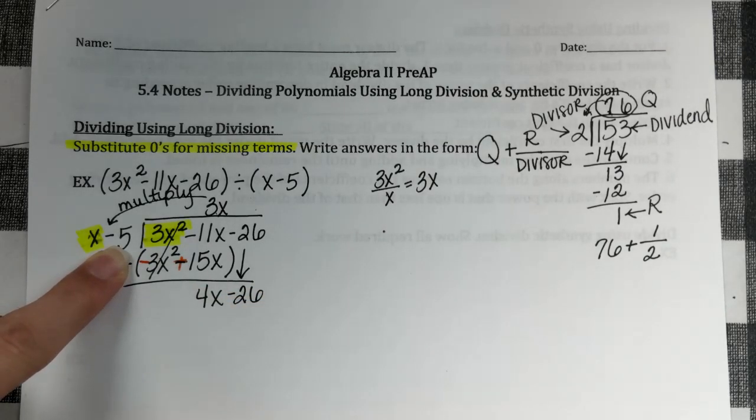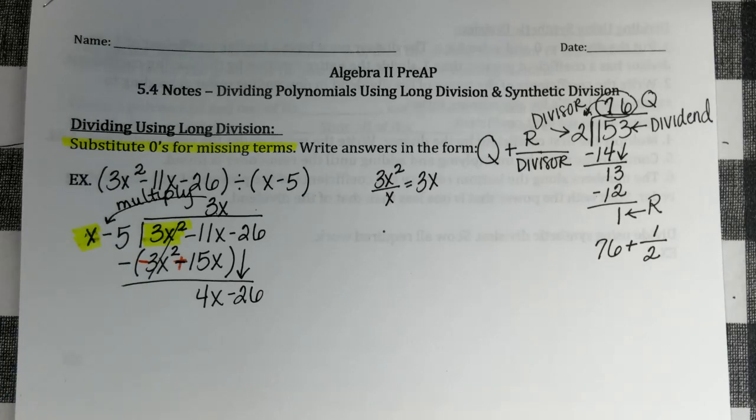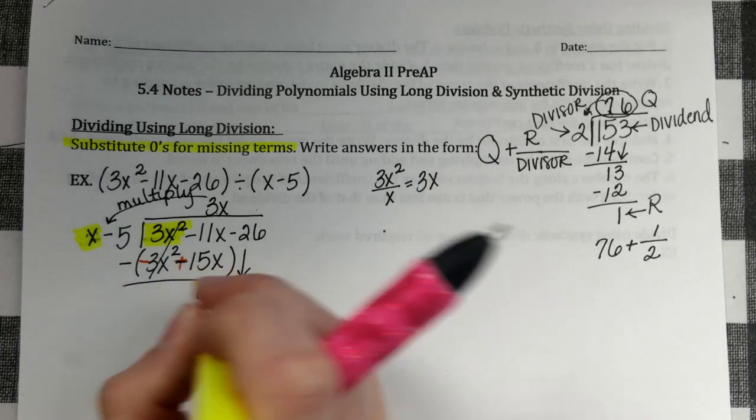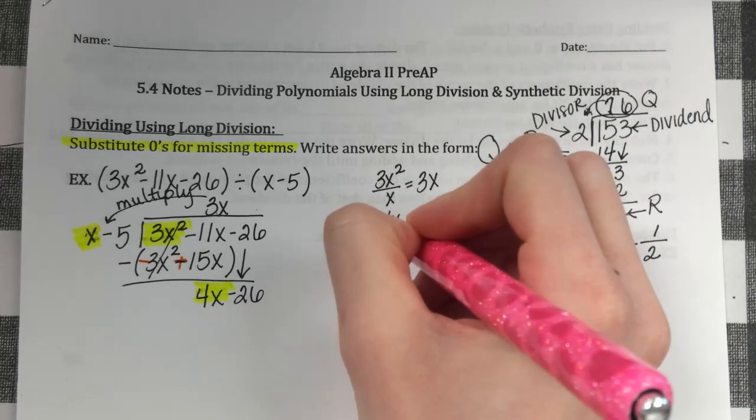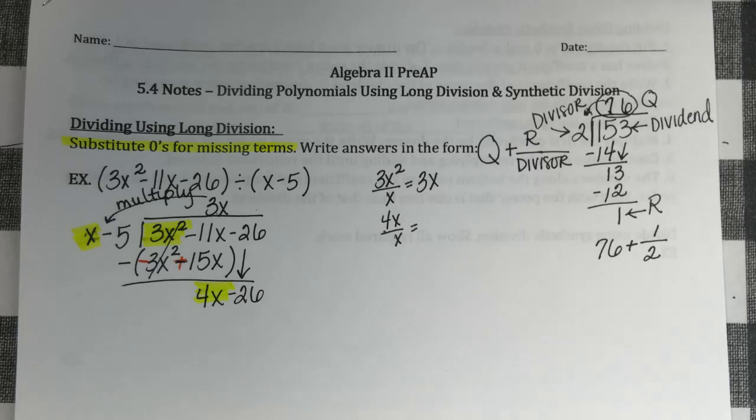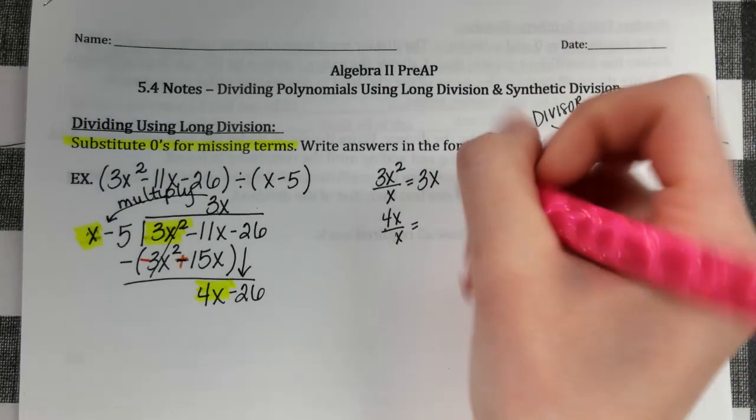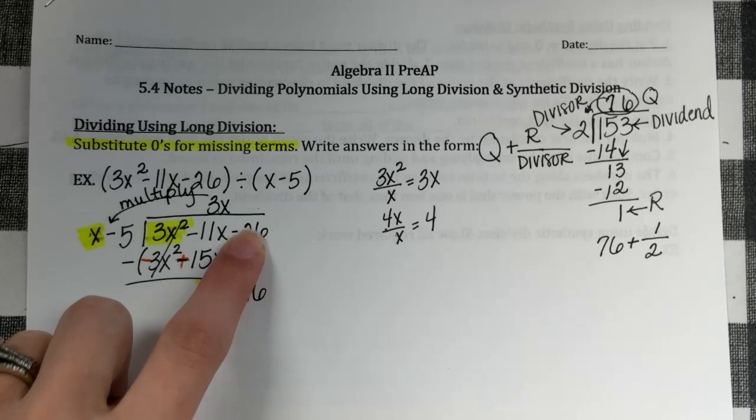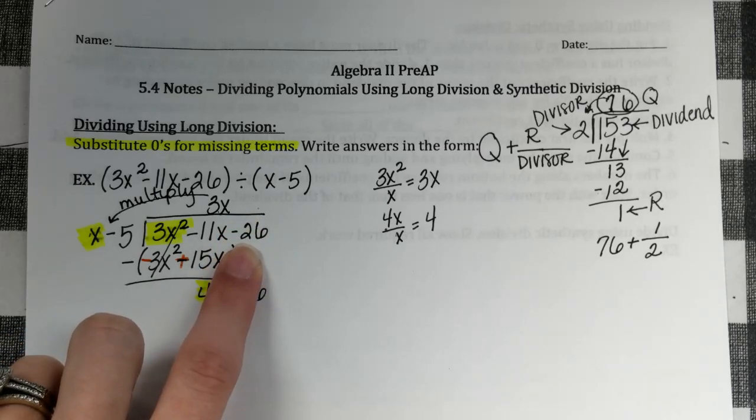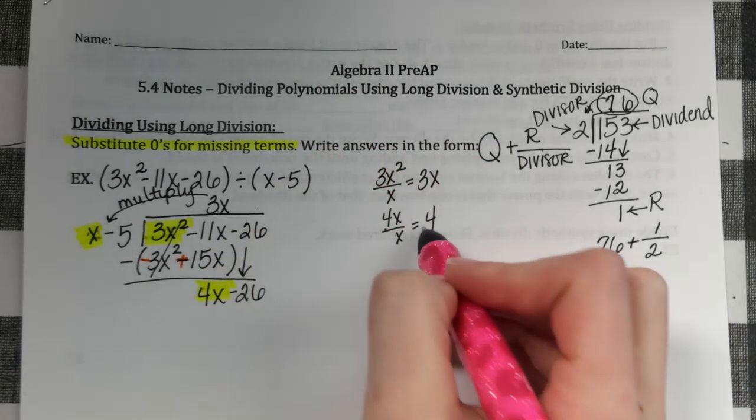Did y'all follow that, all those steps? Okay, so now we do those steps again. We're just now looking at this 4x. So I'm going to have 4x now divided by x. And what does that leave me with? Just a 4. And if you notice, my next term should be a constant if I'm going in line with my dividend. So it's a positive 4.